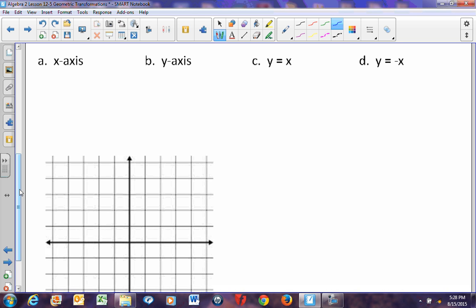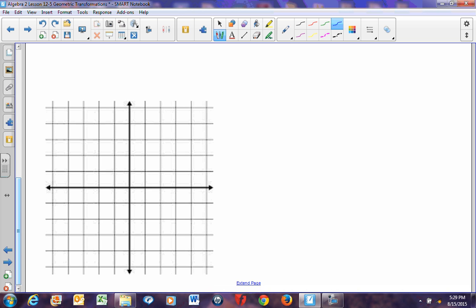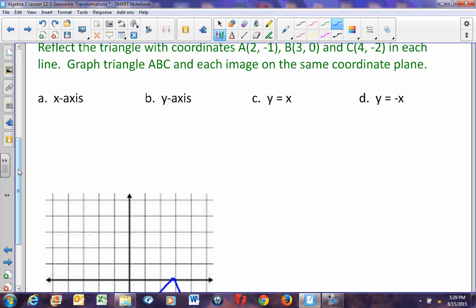My pre-image, 2, negative 1. I'm going to graph that first. 2, negative 1, 3, 0, and 4, negative 2. Same silly triangle we had before. But now, instead of rotating it, we're reflecting it.